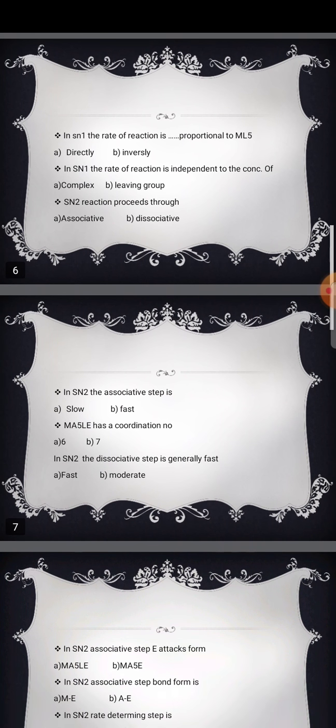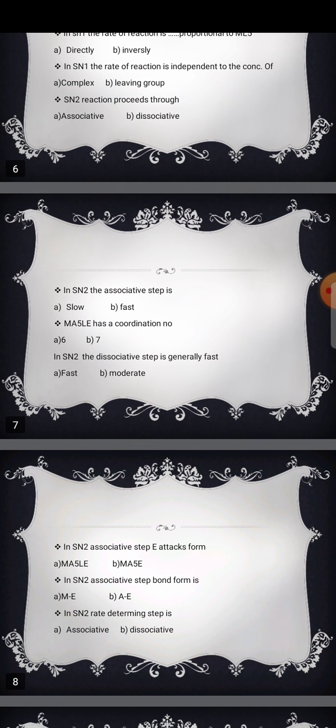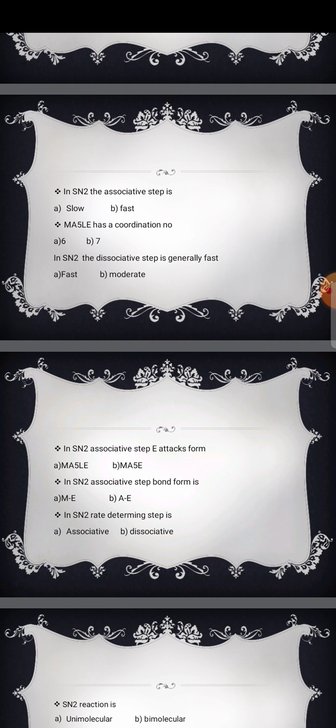In SN1, the dissociative step is generally fast. It is absolutely fast. In SN2 associative step, E attacks from Ma5L or Ma5E? Answer will be A, Ma5L. In SN2 associative step, bond formed is between metal and entering group, or second one is A and E? So it will be A. In SN2, the rate determining step is associative or dissociative? So it will be associative.